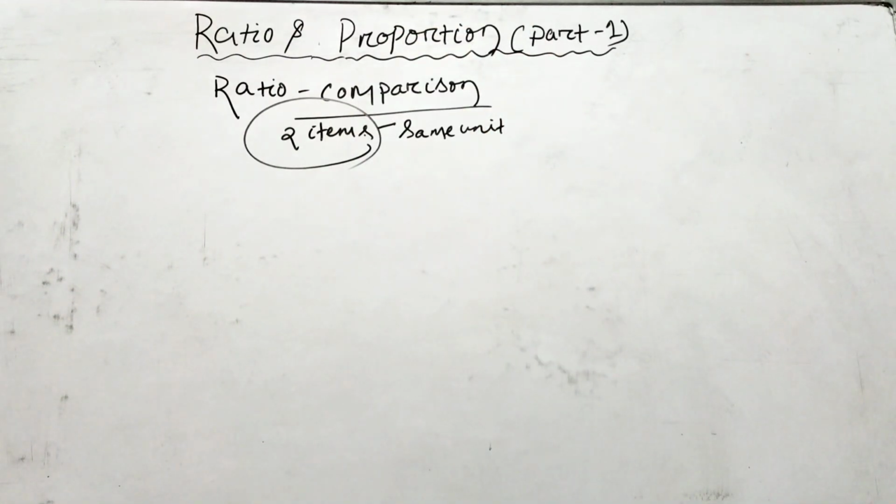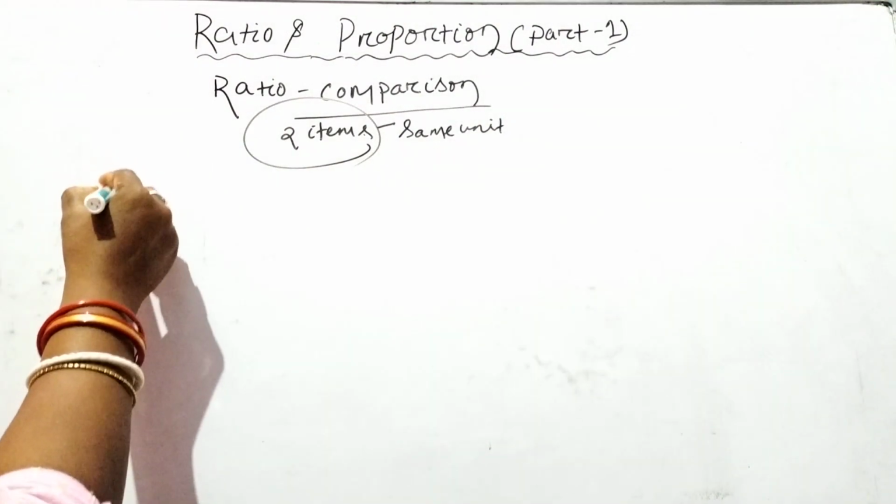A comparison between two quantities of the same kind or in the same unit by dividing one by the other is called ratio. First, what is ratio?